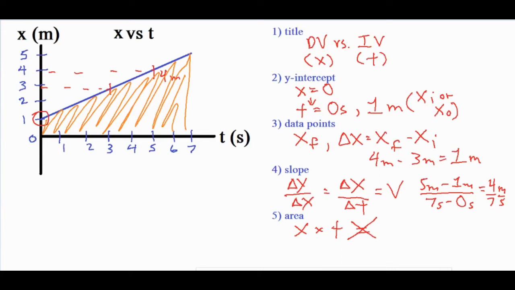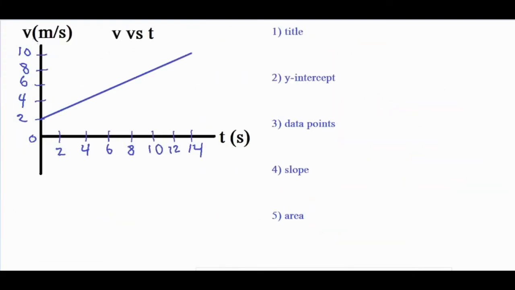Okay, so let's move over to taking a look at a velocity versus time graph. For our velocity versus time graph, we're going to run through these 5 things and then see what type of information it gives us. The title is still going to be similar, where it's the dependent variable versus the independent variable. So the velocity is the thing that we are measuring the results of, and then the time is the thing that we are manipulating and controlling.